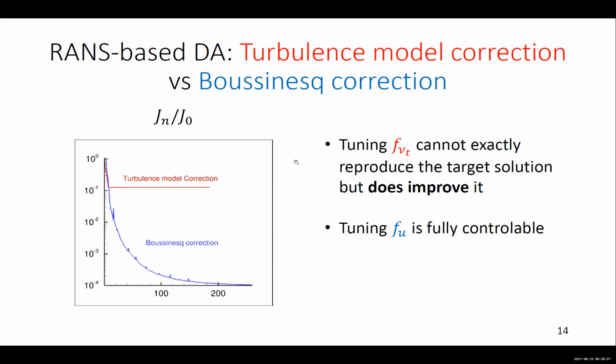However, on the other hand, the Boussinesq correction, since it's an external force which is free from the model itself, is free to do whatever it wants, actually. So it is able to fully capture the states, which can be seen here by this quick, big drop in the cost function.